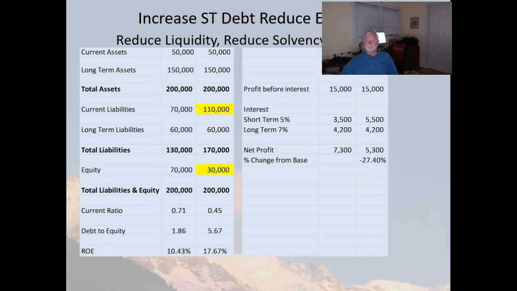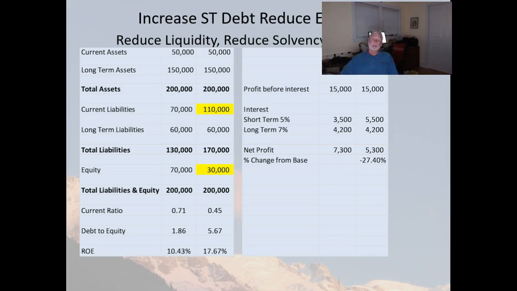And then number 4 option here, increase short-term debt and reduce equity. So I'm going to take on short-term debt and I'm going to buy back stock. Ooh, this looks like a high-risk strategy to me. So I'm going to reduce liquidity. I'm going to increase my debt to equity ratio. And I'm going to improve my return for stockholders big time.